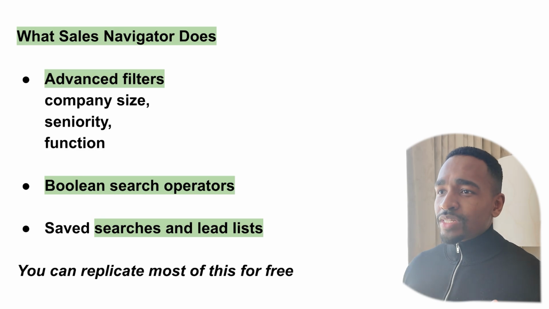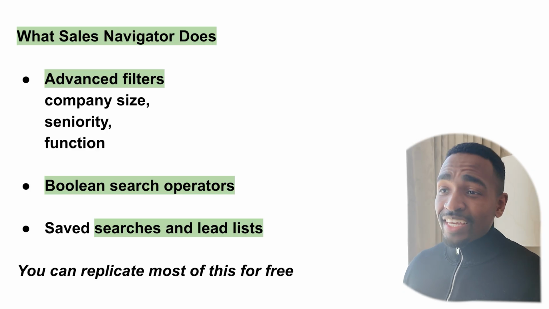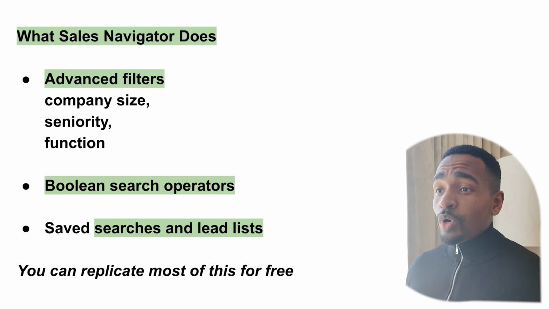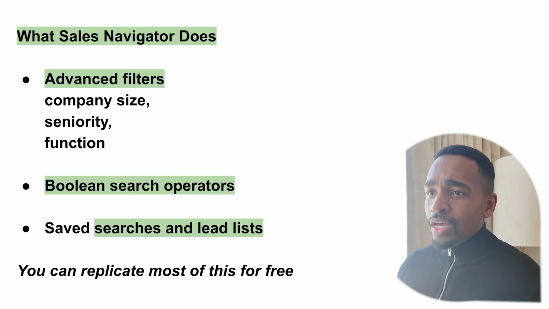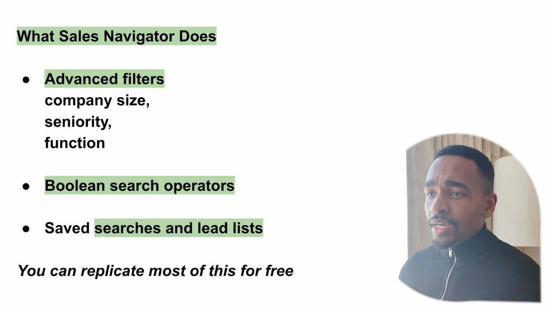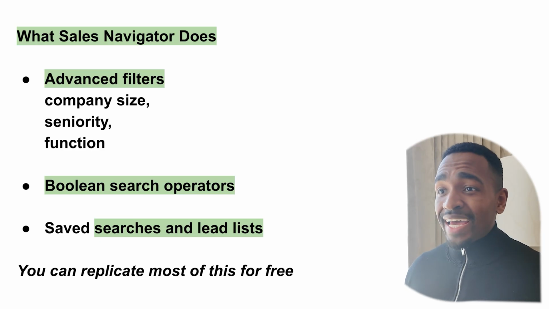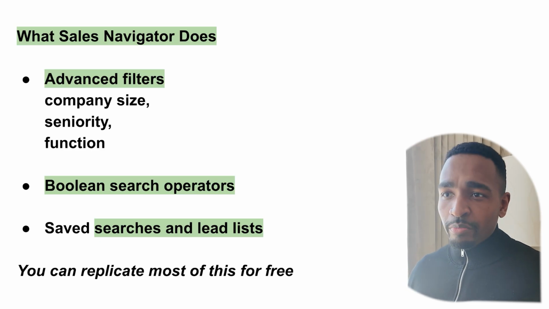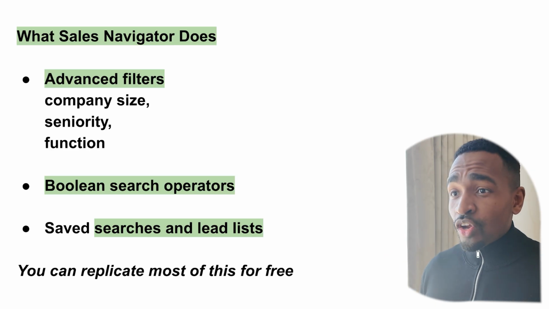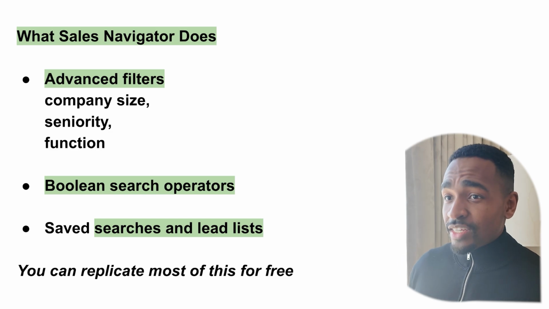Now, first of all, what does Sales Navigator actually do? It's obviously the premium version of LinkedIn. The first thing is it gives you advanced filters, so you can filter by company size, seniority level, job function, industry, and more. The second is it gives you what we call a Boolean search operator, which allows you to use and, or, and not to create more complex search criteria. The third thing is it gives you saved searches and lead lists, so you can actually save your searches and build lists of your ideal clients. But here's the secret: you can actually replicate a lot of this for free using LinkedIn's basic search and some creative techniques, and I'm going to show you how.